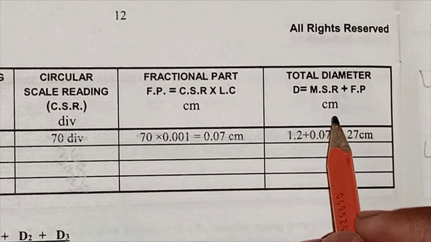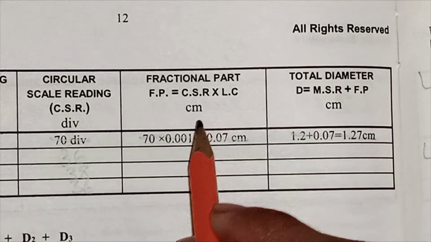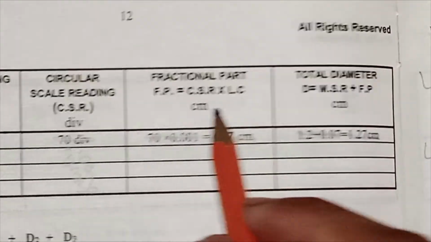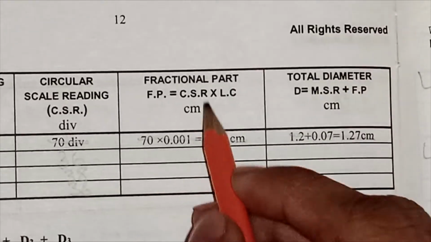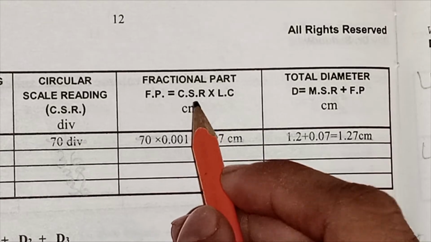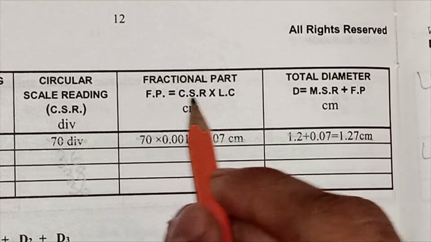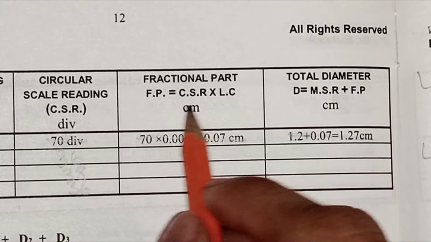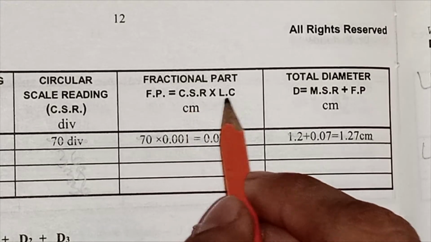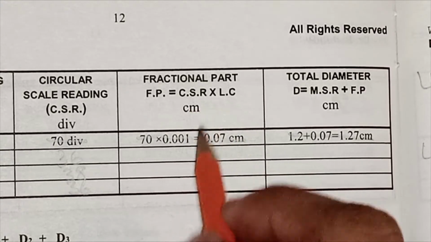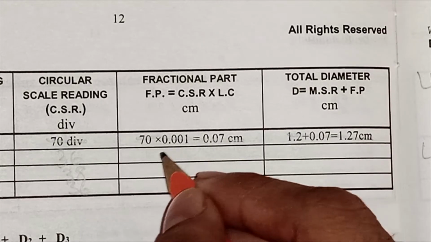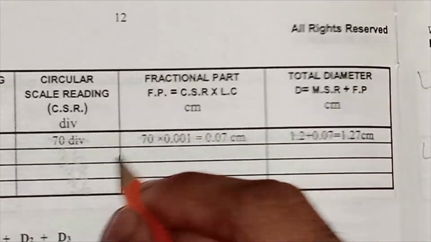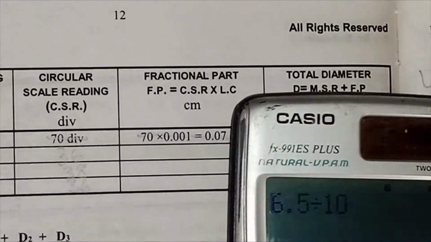So you can see that my readings are almost done, but we have to measure the fractional part and also the total diameter of the sphere. So what is the formula of the fractional part? In vernier caliper we use VSR, but in circular scale we use CSR. So here is a minor change. You have to multiply the least count with CSR in screw gauge, so you will get the fractional part.